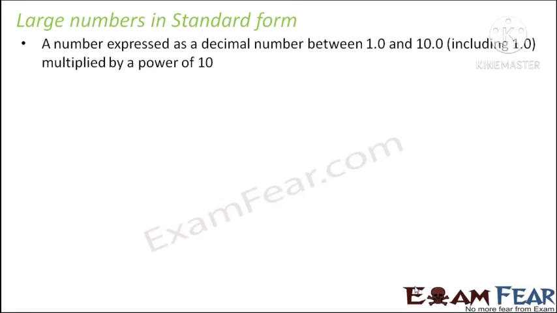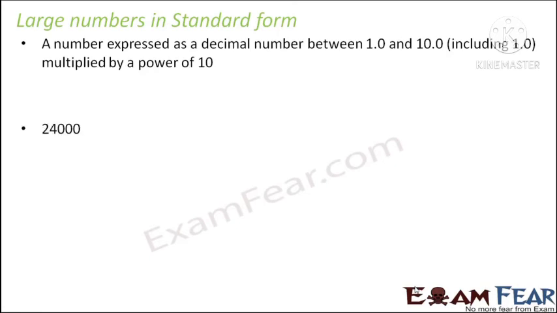Now let's see how we write very large and very small numbers in standard form. You have already learned about writing a large number in standard form. So how do we write it? We express the number as a decimal number between 1 and 10 and then multiply it by a power of 10. Let's look at some examples.